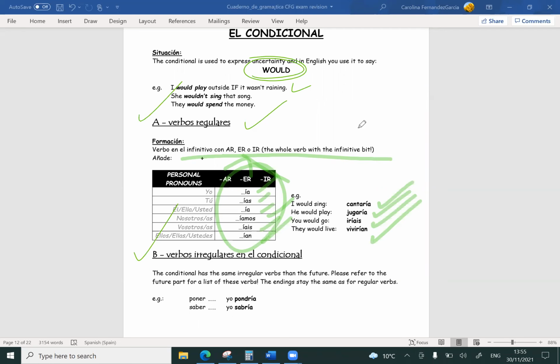Now, the irregular verbs are exactly the same irregular verbs as in the future. So the endings stay the same as the regular ones. What we change is the beginning. So let's take the verb hacer. We know that in the future it changes to haré. So here I get rid of the é because that's the ending for the future, and I change it for this one: haría, I would do or make. And that's how the conditional tense works.